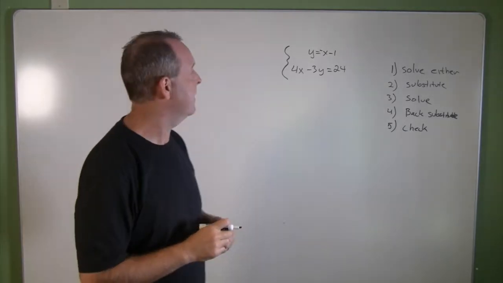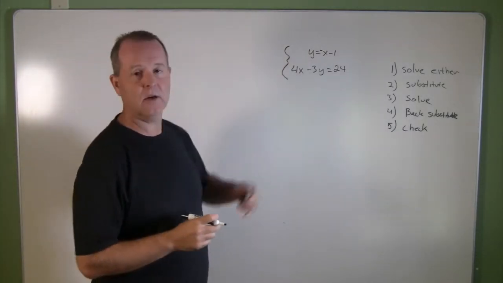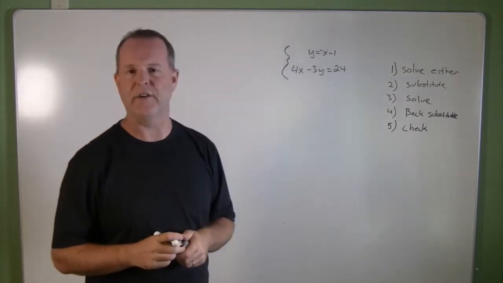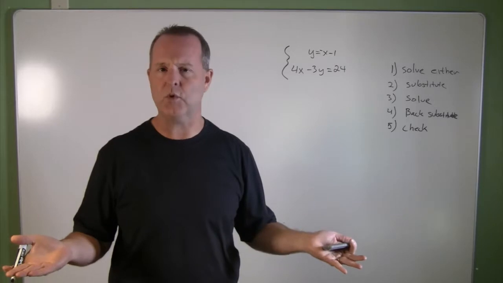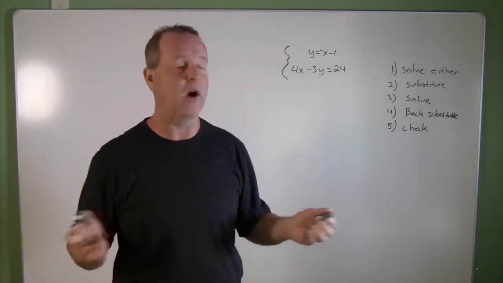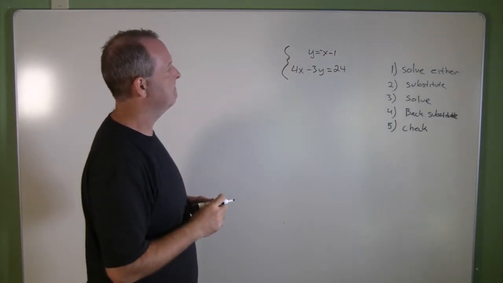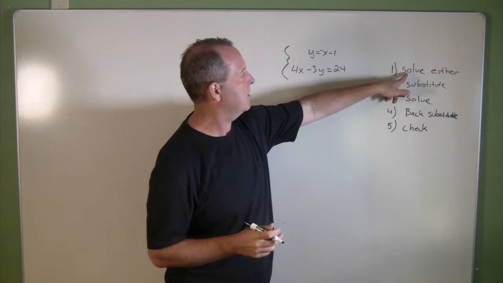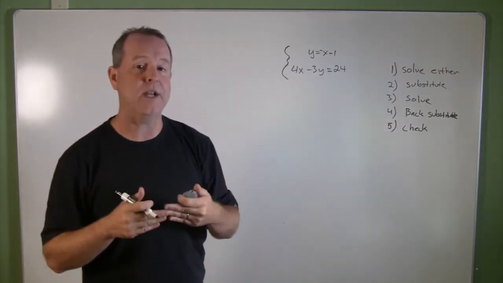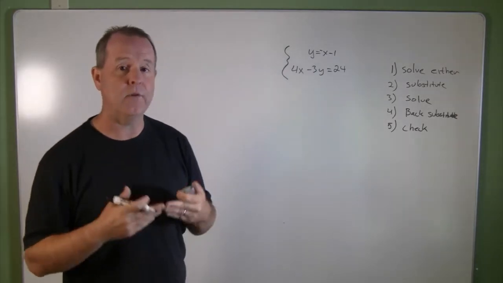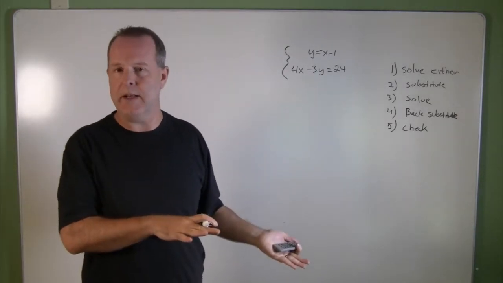the substitution method. So I have a system of linear equations. One's written in slope-intercept form, one's written in standard form. Again, it doesn't matter what form it's written in, as long as, well, it doesn't even matter if they're both lines, but for our purposes, they're both lines. So basically how the substitution system works is, one, I want to solve either one of the equations for a variable. Since the top one is already solved for y, I don't have to do anything.